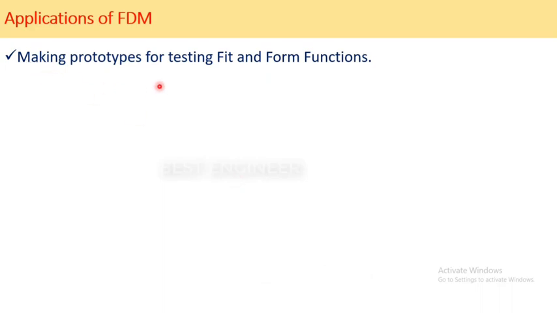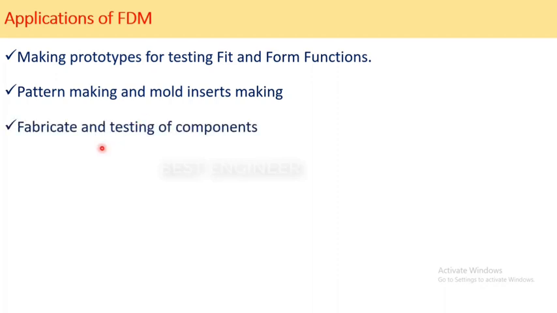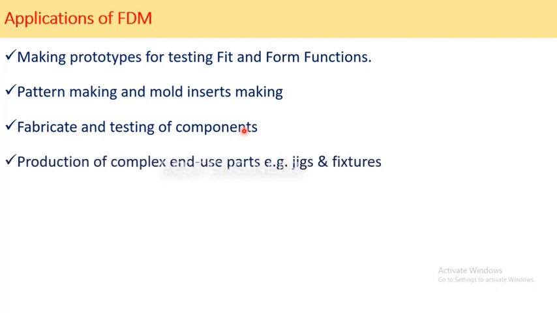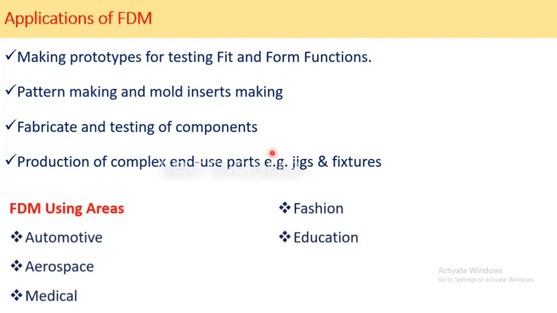Let us see the applications of FDM technology. This FDM can be used for testing of form, fit and function. Also, we are able to make patterns for casting components, and investment casting patterns can also be fabricated, and testing components and testing models can be made here. Production of complex parts such as jigs and fixtures to check the tolerance. Every area we can use this. What are the areas where this FDM technology is currently used? Automotive sectors, aerospace, medical, fashion and education. In all the areas, FDM is diversified.